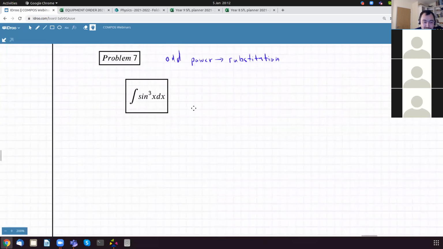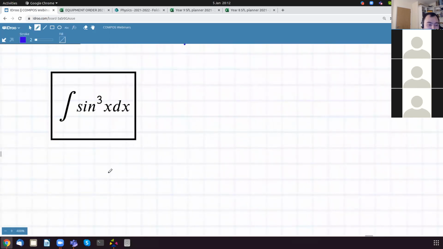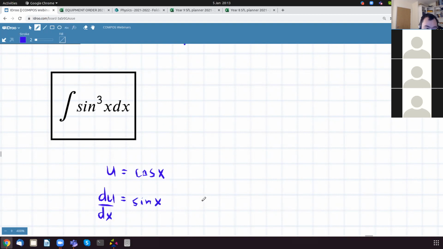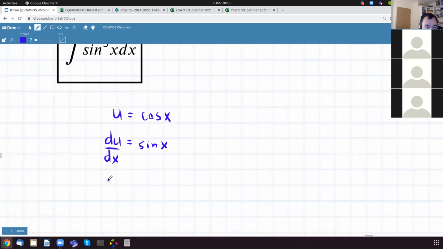Okay, so what is the substitution? The substitution is opposite to what you have. So if it's sine cubed, the substitution is cosine x. You'll see why. Well, let's see, du/dx is sine x. And of course, that means that when we multiply both sides by dx, we get du equals sine x dx.